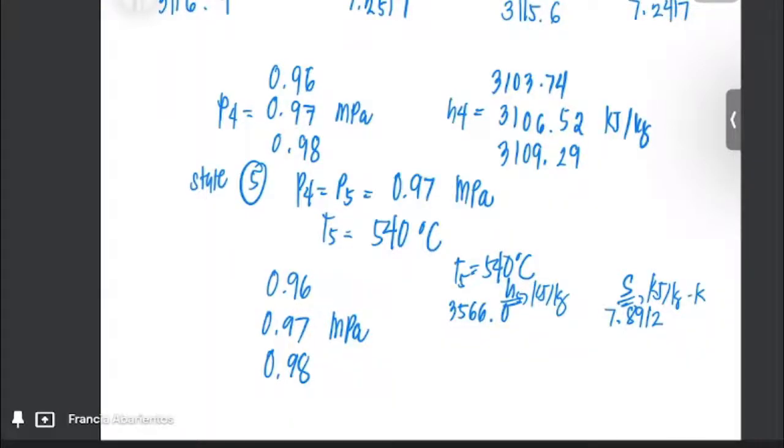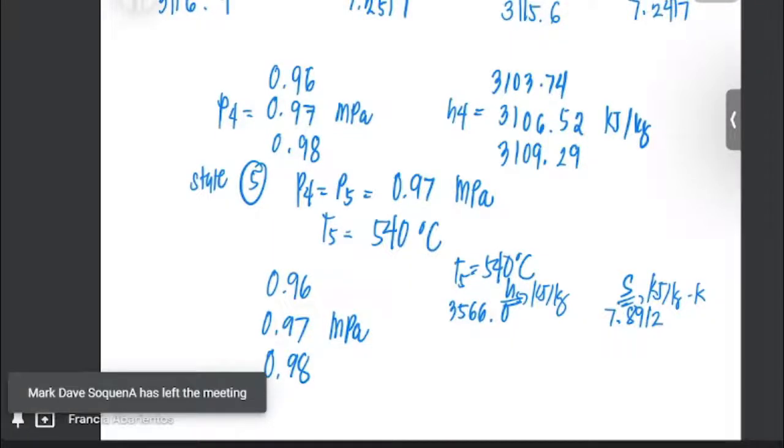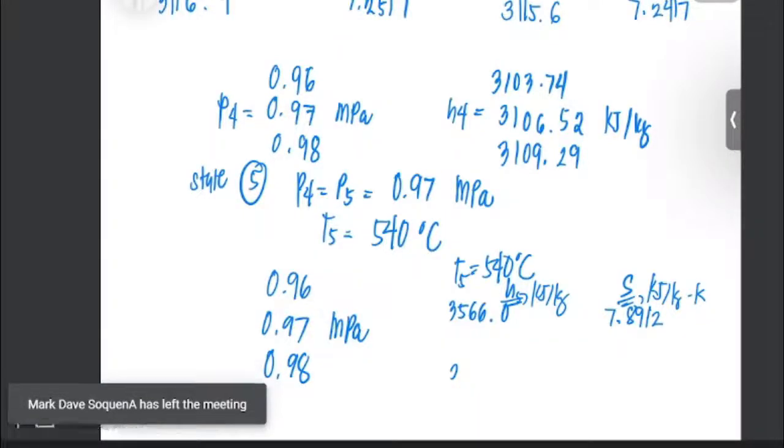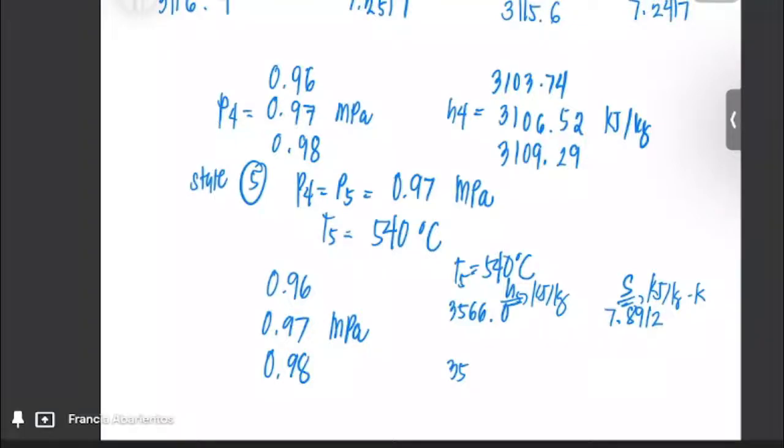And sa 0.96 natin, we have also 540. Ayan. We have 3565.8 and 7.881. Okay. Interpolate. We will hanapin natin yung H5 natin and the S5.